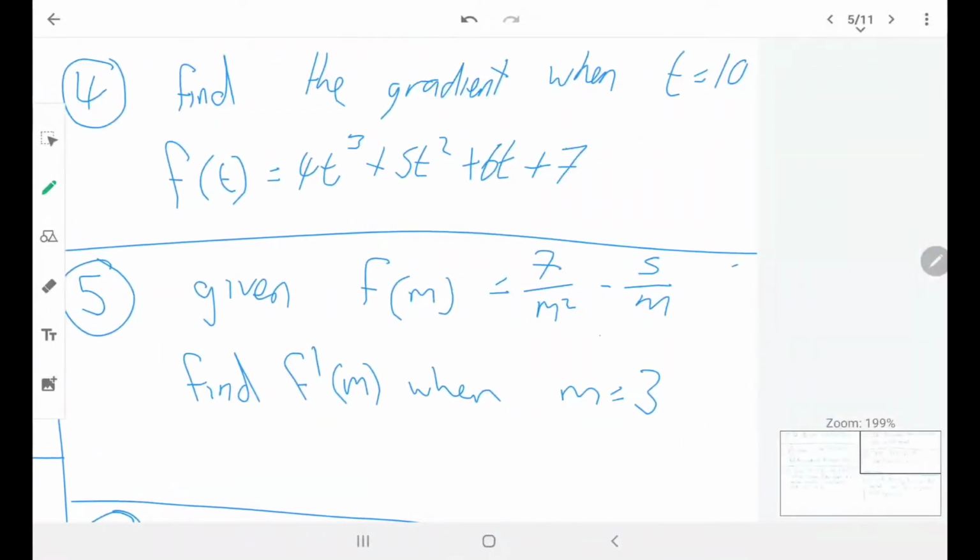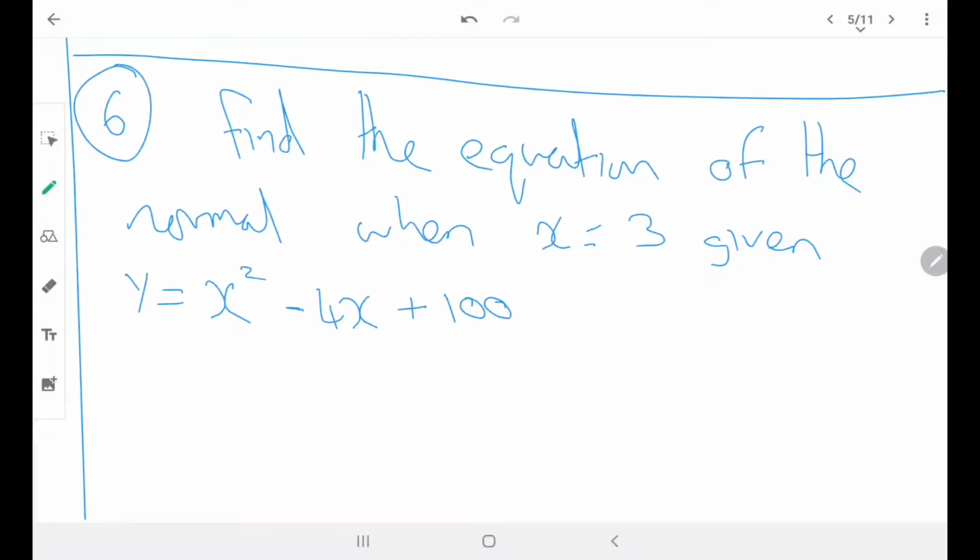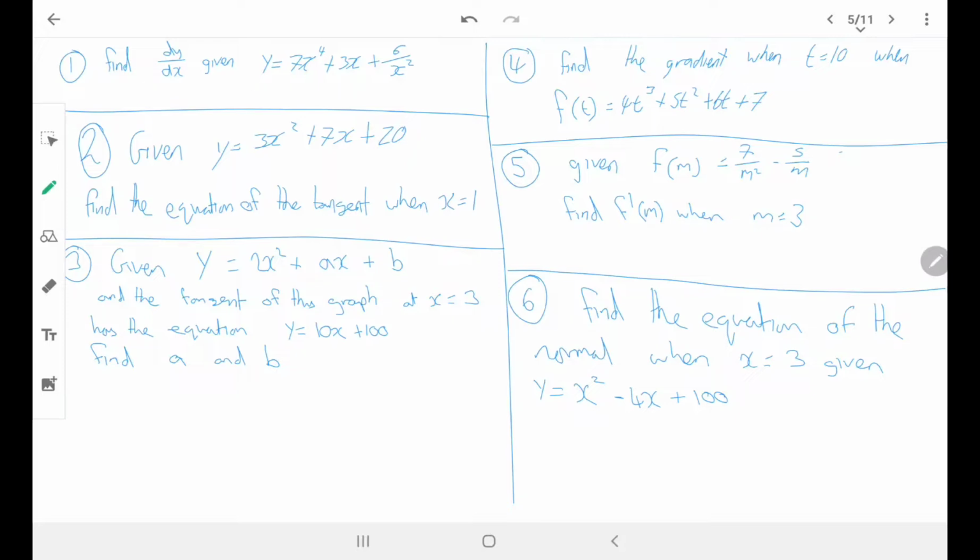So question 4, find the gradient when t equals 10, when f of t equals 4t cubed plus 5t squared plus 6t plus 7. Question 5, given f of m is 7 over m squared minus 5 over m, find f dash of m when m equals 3. And question 6, find the equation of the normal when x equals 3, given y equals x squared minus x plus 100. So I'm going to zoom back out, have a little go at those, and then we'll work through them together.